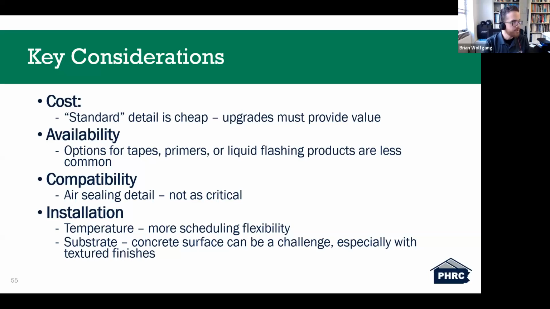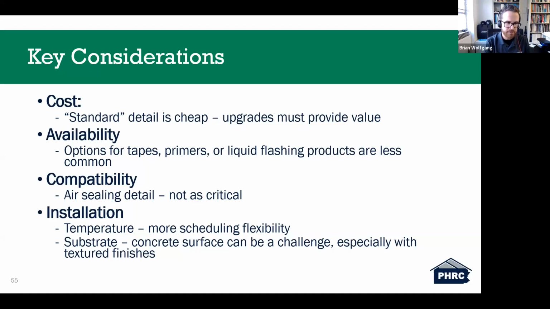If we look at this list of considerations, I would say, in general, the standard detail is affordable. Upgrades must provide value. There are a lot of folks who will push back against anything other than the status quo because it's increasing the cost by quite a bit. There are other folks who are saying it's really not a lot of money. I think that comes back to the idea of cost being relative.